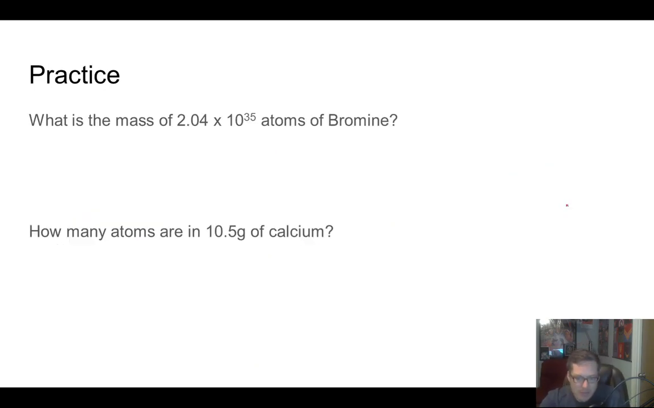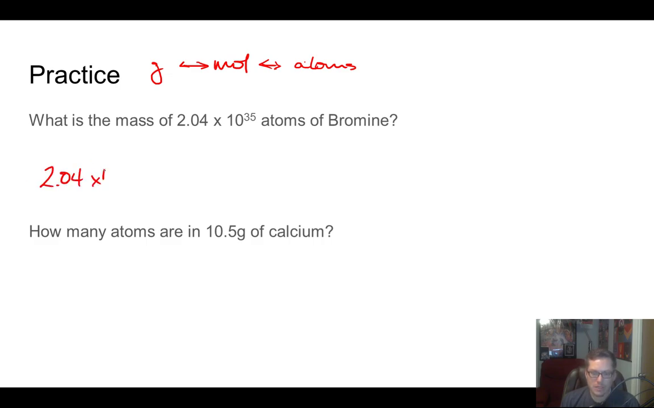All right, so we want to find the mass of 2.04 times 10 to the 35th atoms of bromine. So remember our map here. We're going from number of atoms, okay, and we got to get to grams. Okay, we want to find grams, but we're given number of atoms. We have to go through moles. So this is going to be 2 steps. So this is a little bit more complicated. So we have 2.04 times 10 to the 35th atoms of bromine, all right, and we need to get to grams, so we're going to have to do 2 steps, all right.